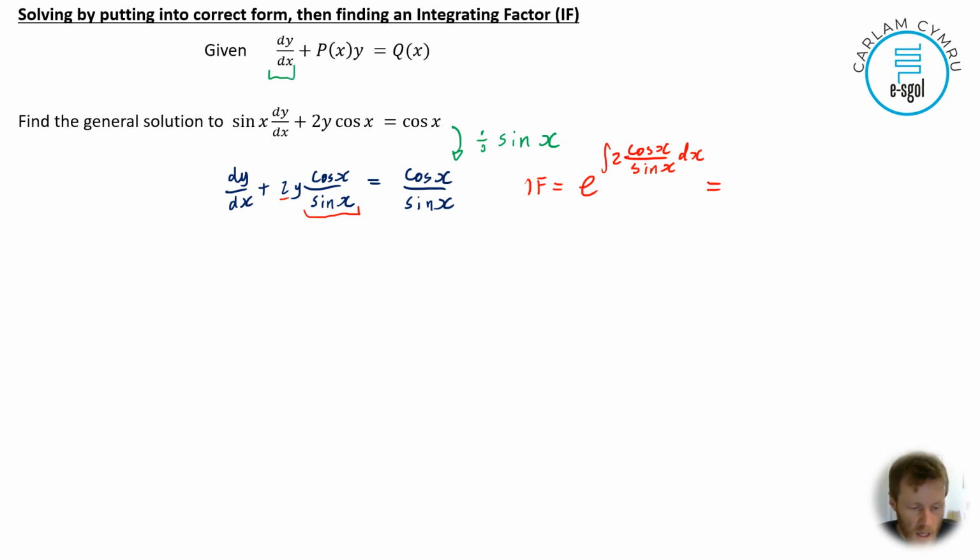Because in the function that we've got here, the derivative is on top. So if you differentiate sin x, you get cos x. That means we've got a log integral. So we're actually getting here e to the power of 2 natural log of sin x.